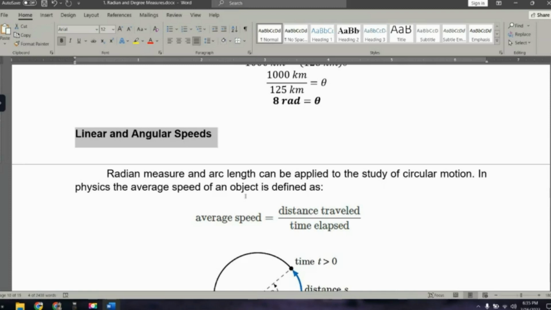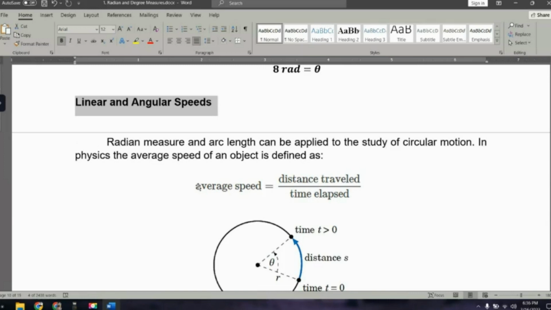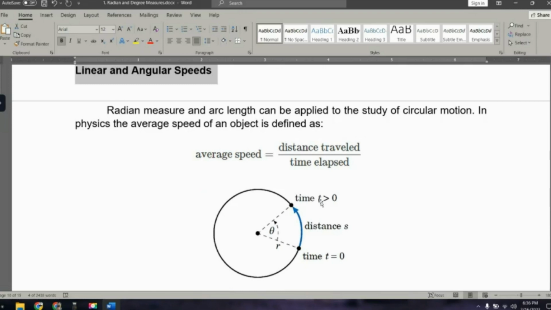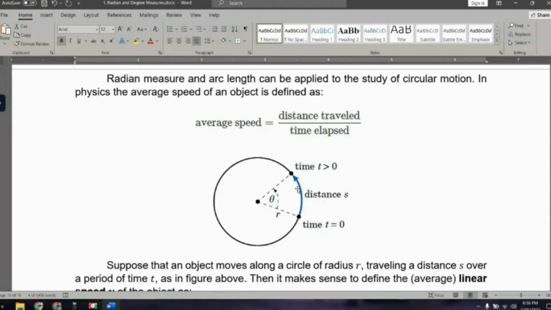In physics, the average speed of an object is defined as distance traveled over time elapsed. Again, average speed is equivalent to distance traveled over time elapsed. Okay. So, average speed. Take note of the symbols used here, ha? Take note of the symbols used here.